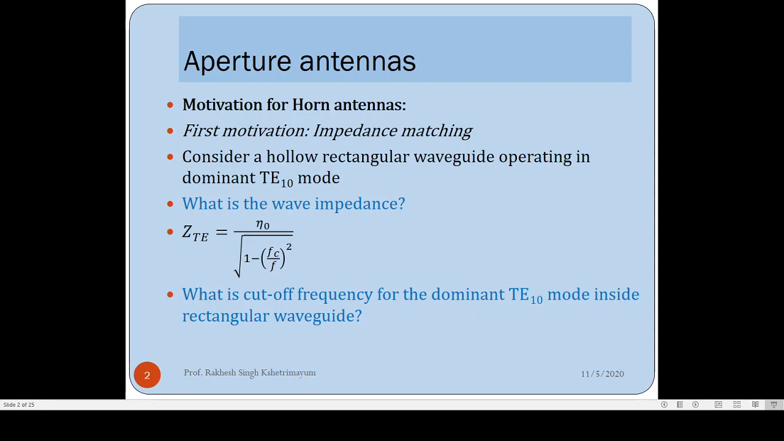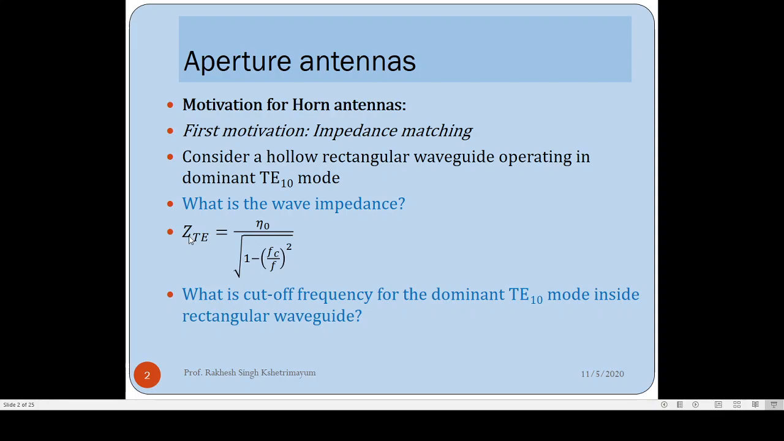So we are considering a hollow rectangular waveguide which is operating in the dominant TE10 mode. For different modes, there will be different wave impedance for the waveguide. What we are considering is the dominant TE10 mode. We can easily find out the wave impedance for the dominant TE10 mode. So what is the wave impedance for the dominant TE10 mode? You can find it from this relation you have here.